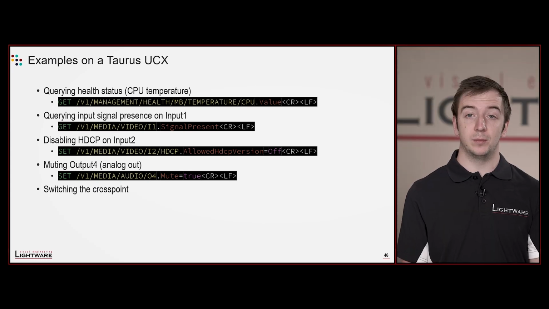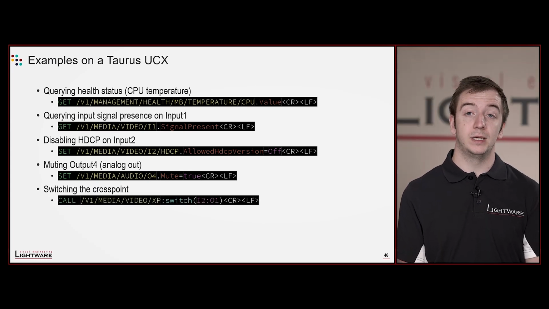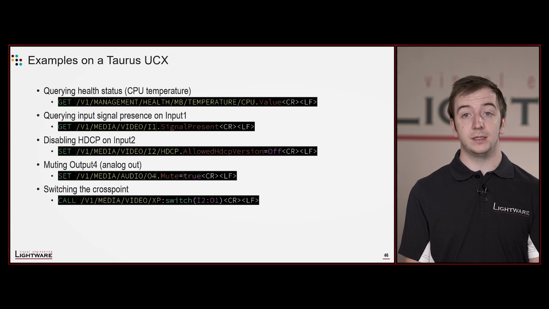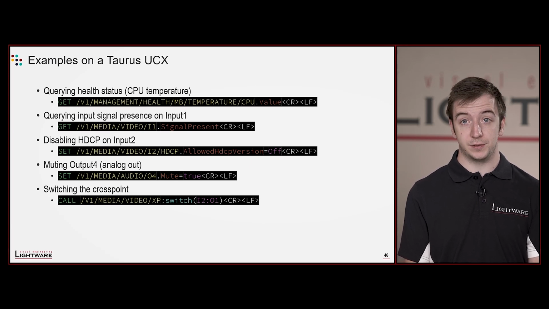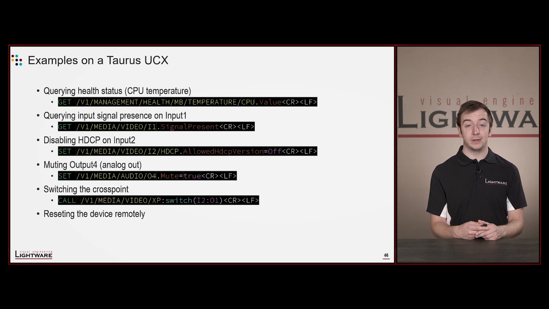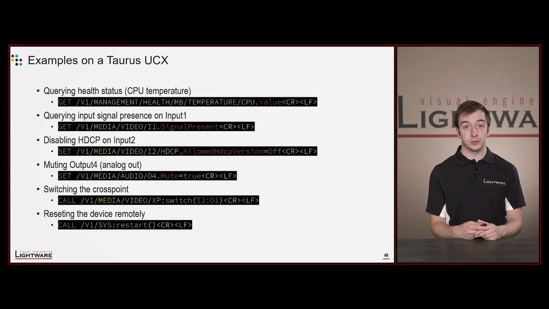Switching the cross point can be done with a method call. In this case, it is going to be the switch method with the given parameters. If you need to reset a Lightware device remotely, of course you can do so with the LW3 protocol. You should simply call the restart function of the device.